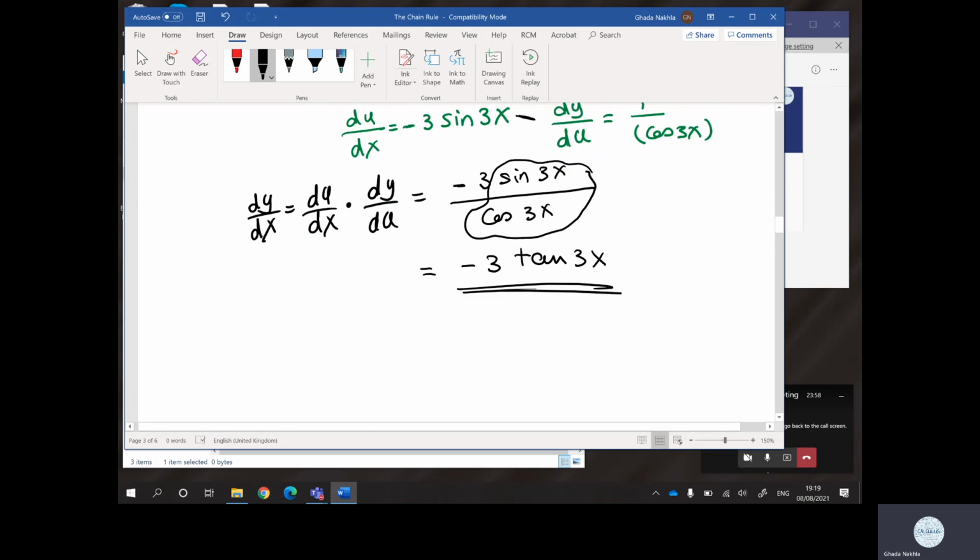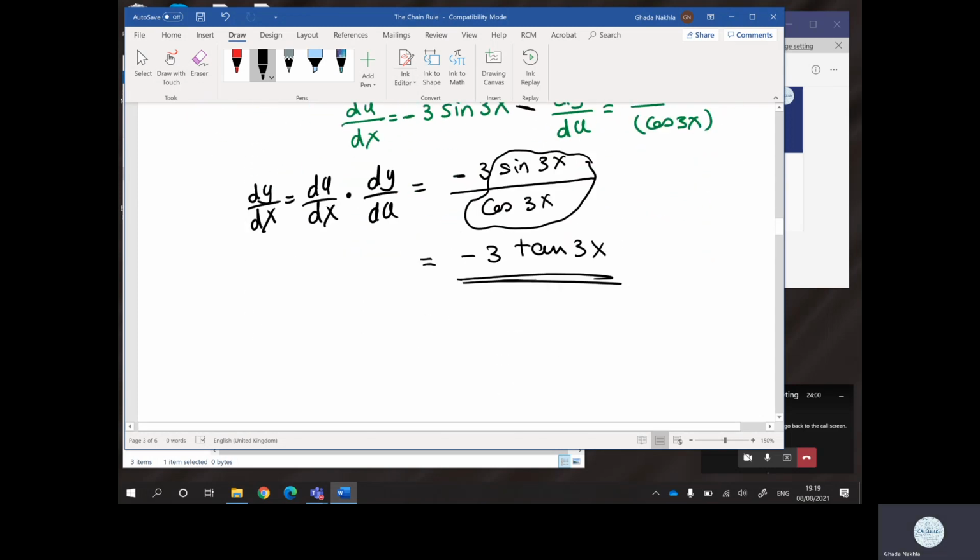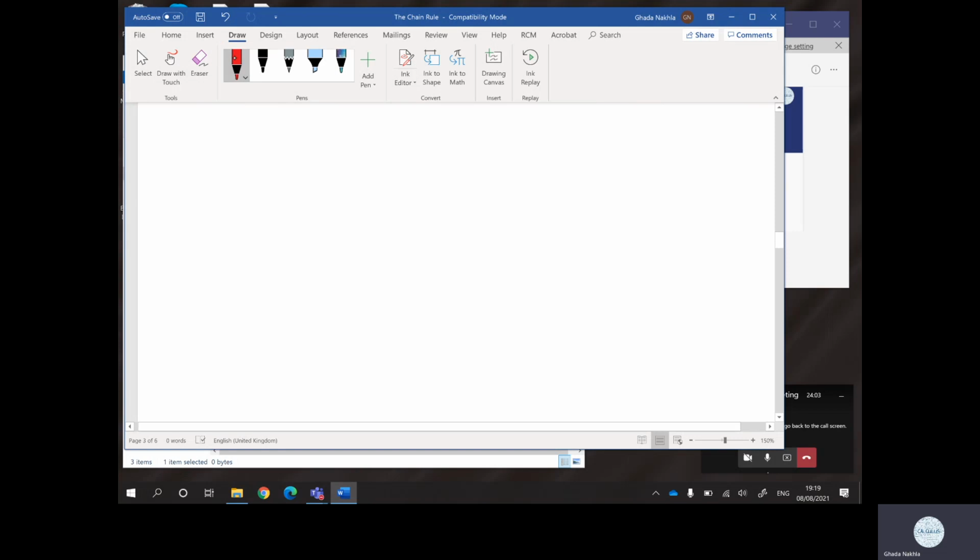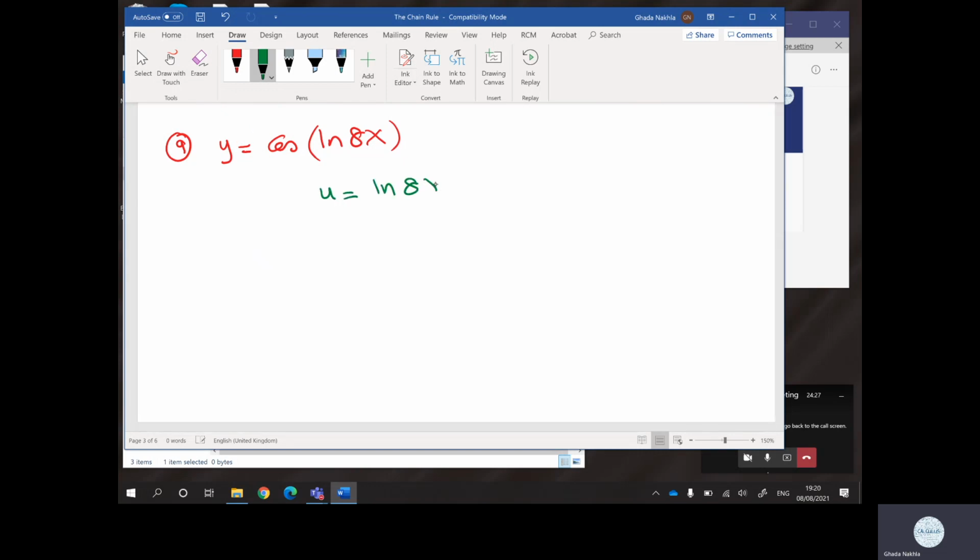Okay, let's take a look at something slightly different. This was question 8, so we're on question 9. y equals cos(ln 8x). Now with the chain rule, what is the first step all the time? Let the bracket equal u. So u equals ln 8x. This means that y is equal to cos the bracket, which is cos u.